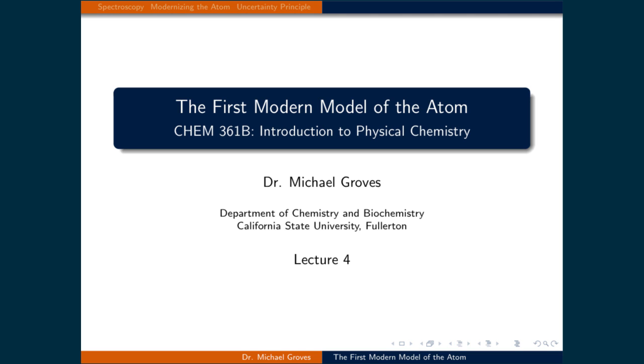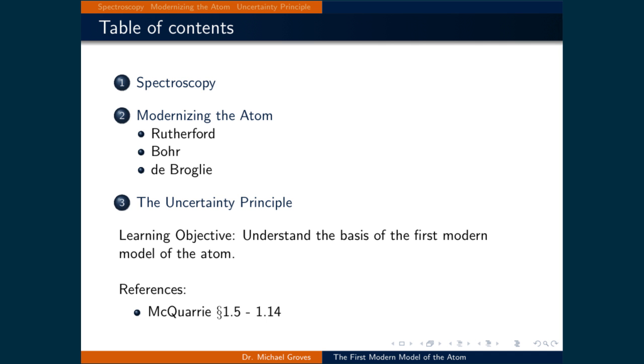Welcome to Lecture 4. In today's pre-lecture content, we will examine the history and the theory behind the first modern model of the atom. This lecture will be divided into three parts. The first is an explanation of what is spectroscopy, and we'll look at the light emitted by the hydrogen atom as an example. Next, we will examine how the modernization of the model used to describe the atom led to a more complete understanding of the hydrogen spectrum. Finally, we will end with a discussion of the Heisenberg uncertainty principle.